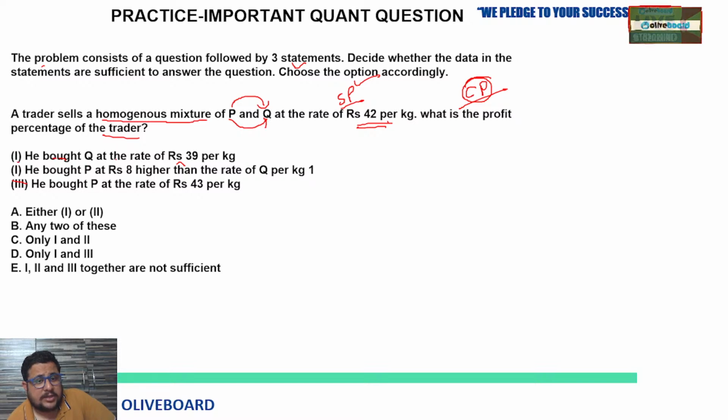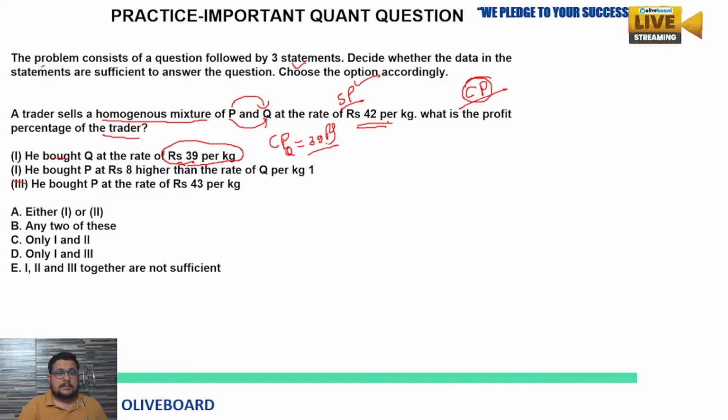So if he bought Q at rupees 39 per kg, so the cost price of Q is given, that is 39 per kg. But by the cost price of Q, can we get the profit? No. It is about the mixture. So we can't get the answer by statement 1 alone. So statement 1 alone is not sufficient to answer this one.